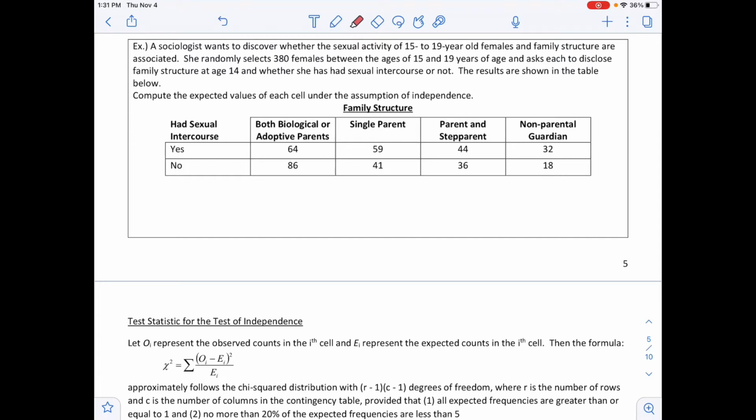Compute the expected values. So it just wants our expected values of each cell under the assumption of independence. Again, it says under the assumption of independence, so this is going to be that chi-squared test, the test for independence. We are given our observed data, so we need to first put this data into matrix A. And then we have to go to stat test and then go to chi-squared test.